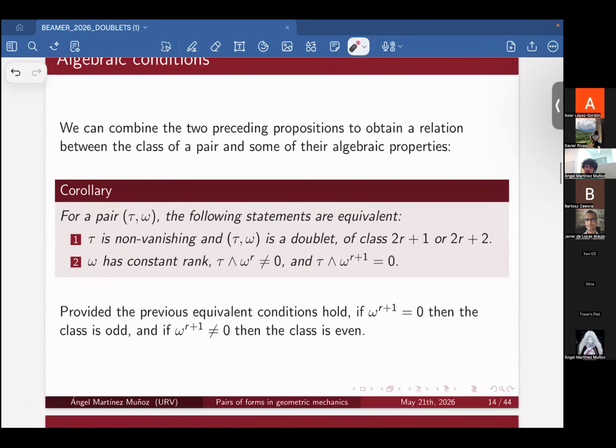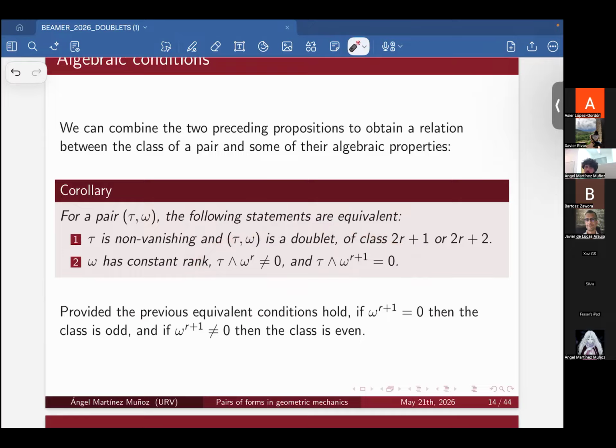If you put these two conditions together, if you combine them, then you get this result, which I've added here because in the literature you sometimes see conditions like this to define different structures. So if you have a pair, then you have the following equivalent statements. If tau is non-zero and the class is 2r or 2r plus 2, then this is equivalent to omega having constant rank and these two conditions here.